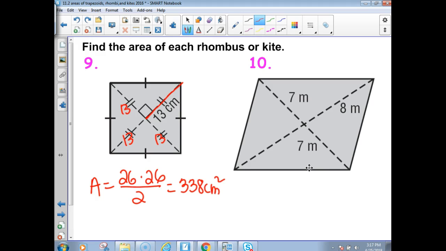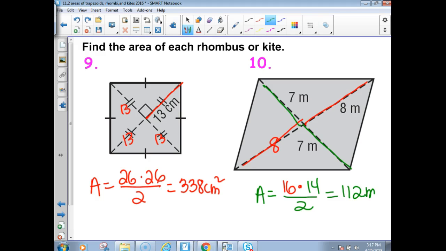Wait a minute. What are our diagonals? Don't be lazy and just do 7 times 8 divided by 2, or 14 times 8 divided by 2. One of them's not 8. It's twice 8. So 16, and the other one is 2 times 7, so it would be 14, divided by 2. All right, double check, make sure you got it. Should be 112.